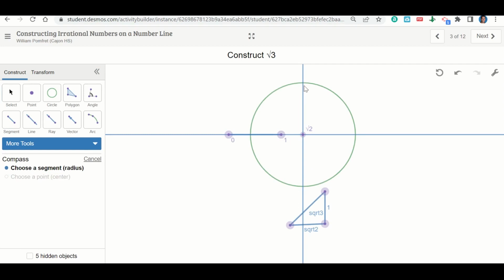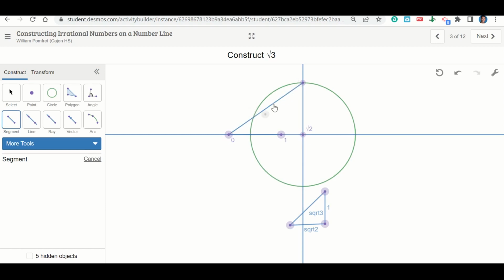So now I have my circle, and I know that the distance from here to here is 1. So I'm going to put a point where they intersect. So far I have my square root of 2 and my 1. Now that means that this length, according to my right triangle, should be square root of 3. So I'm going to use a segment tool to go from here to here. So this length here should be exactly square root of 3.